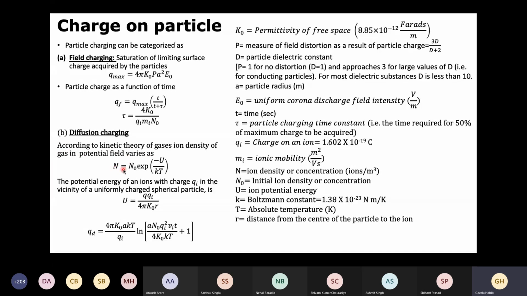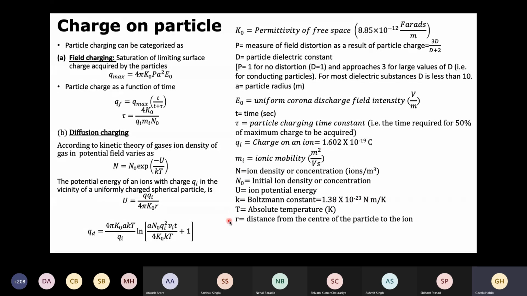According to the kinetic theory of gas, the ion density of the gas in a potential field varies as n is equal to n0 into exponential of u upon k into T, where u is the ion potential energy, k is the Boltzmann constant, T is the absolute temperature, and r will come in the formula of u. So u can be calculated using q into Qi upon 4 pi into K0 into r, where Qi is the charge on the ion.